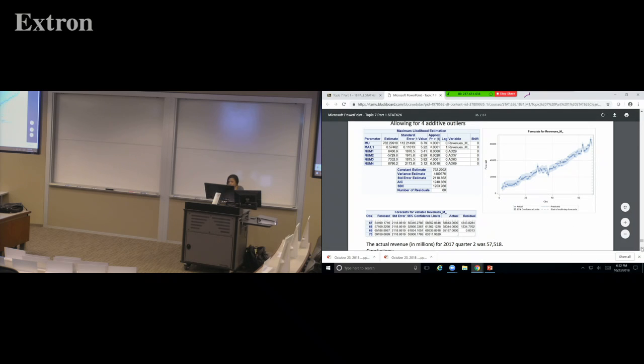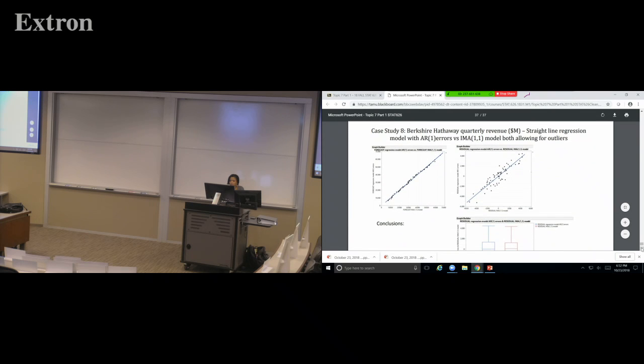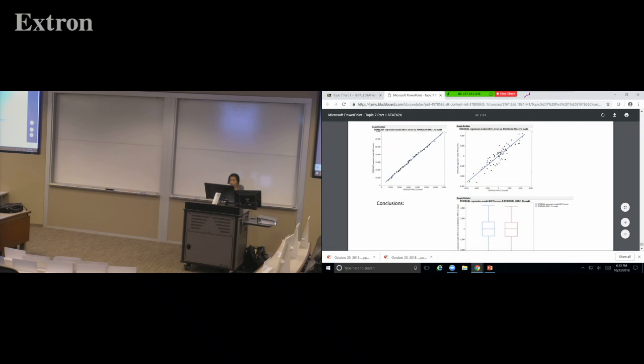When we compare the 2 models, including the forecast from the models allowing for these additive outliers, the one with autoregressive 1 errors compared to the integrated moving average model, the forecasts, as they did before, correspond fairly well. You see here, the residuals similarly correspond in a better fashion.